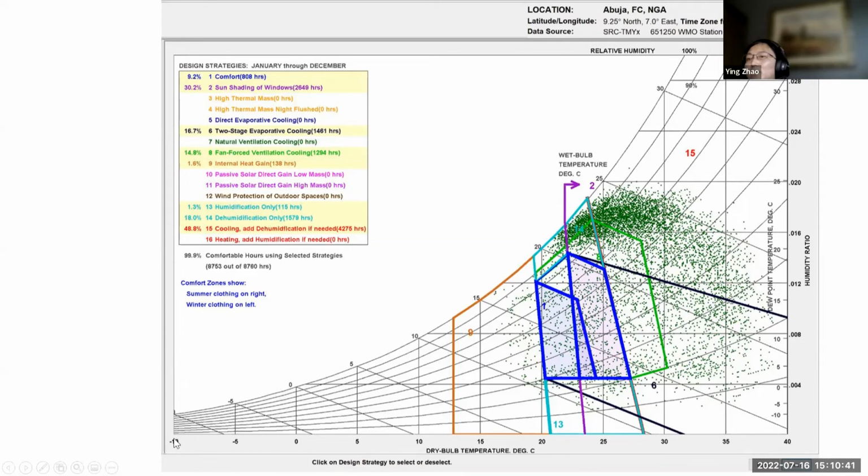On the chart, the bottom axis is the temperature, and the curves are the relative humidity. Here is 100% relative humidity, here is 90. So the dots here that have a high temperature and also high humidity, that's hot and humid. Most of the hours are all here, at 20 to 30 degrees, but the humidity is pretty high.